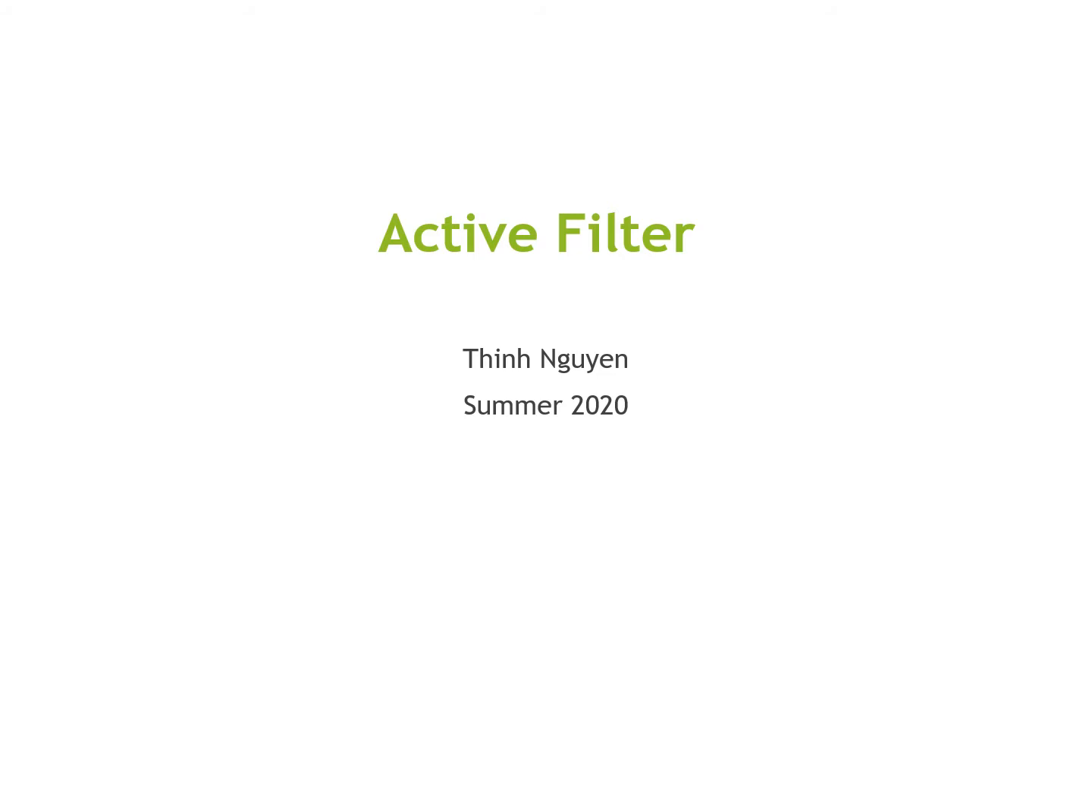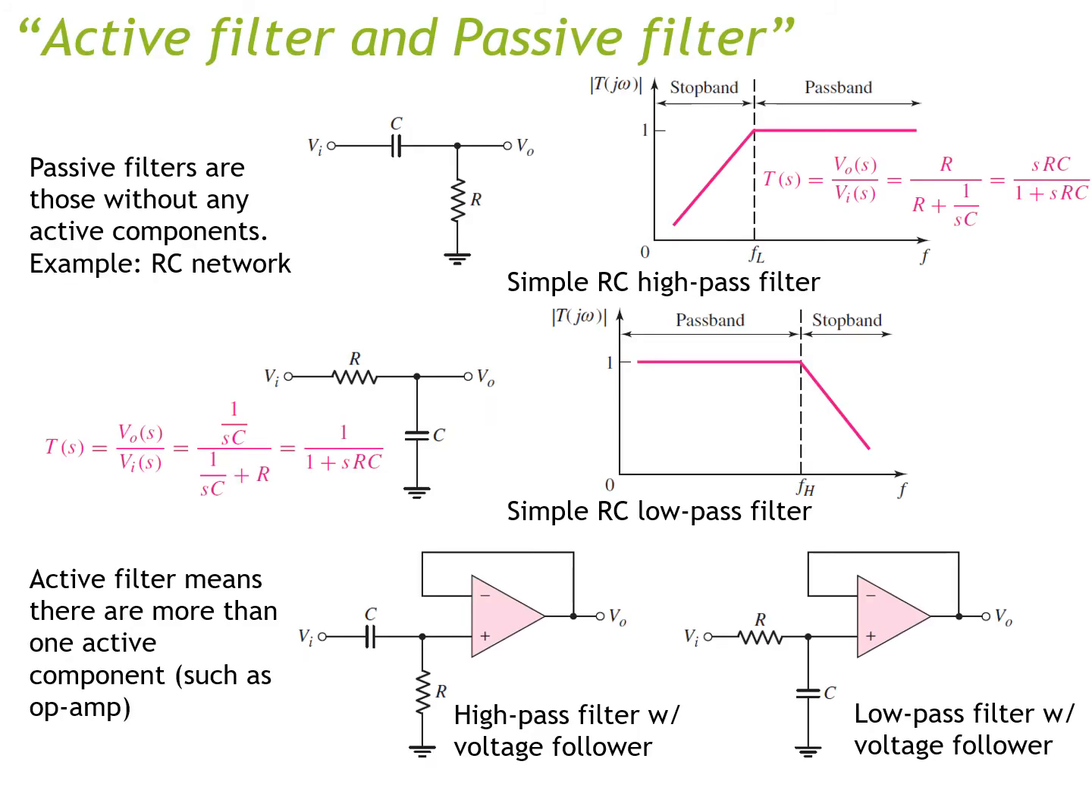So, yay! In this lecture, we will discuss the active filter. First, let's compare active and passive filters. Passive filters are those without any active component. So RC networks are a good example.